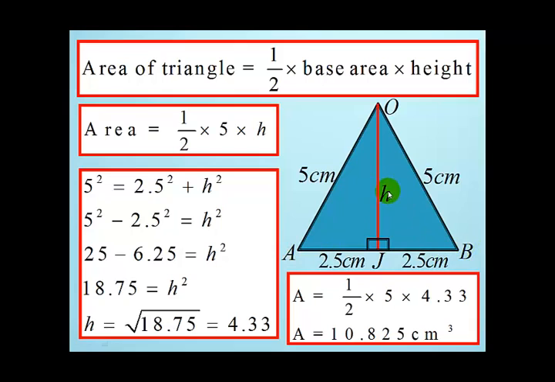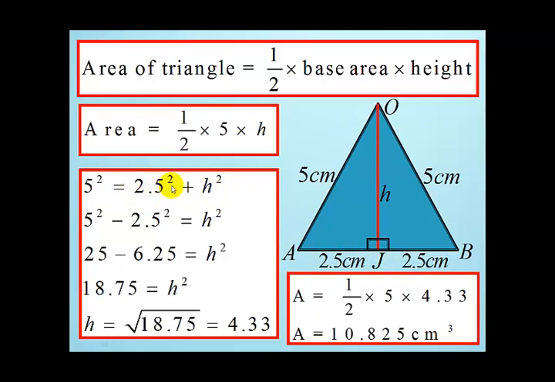So we consider part of the triangle, that is triangle either OAJ or OJB. We still get the same thing. Now, considering triangle OAJ, from the Pythagoras theorem, 5 square will be equal to 2.5 square plus h square. So if 5 square is equal to 2.5 square plus h square, then how do we find h?